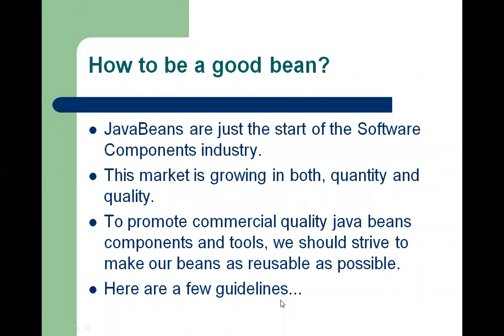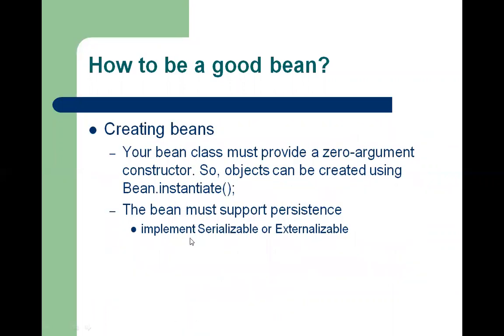We have a few guidelines to make it a commercial bean. First of all, when creating a bean, we should provide a zero-argument constructor. Why do we need to provide a zero argument? So that a person is not confused about which arguments need to be given to initialize this bean. For persistence, beans should implement Serializable or Externalizable. These are the properties defined for platform independence within the BDK. This is what a bean is about.